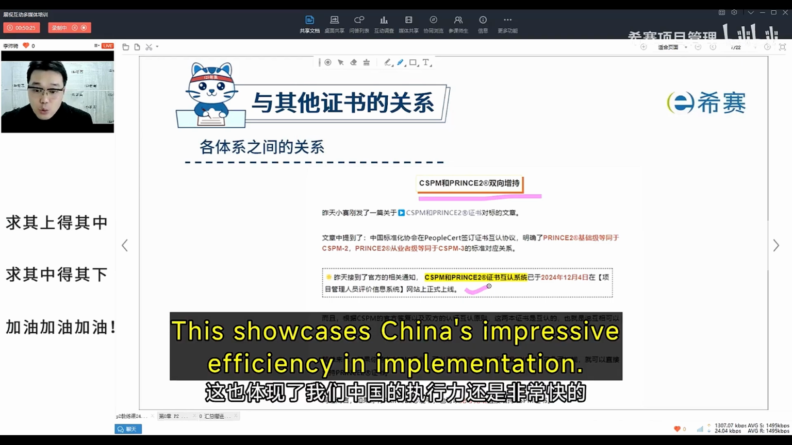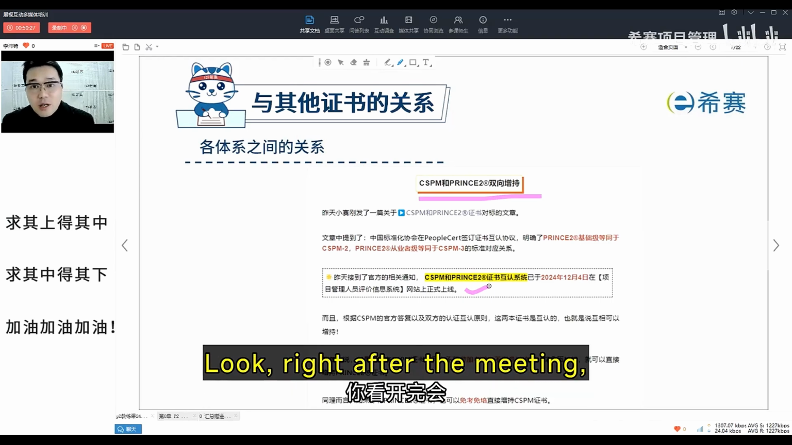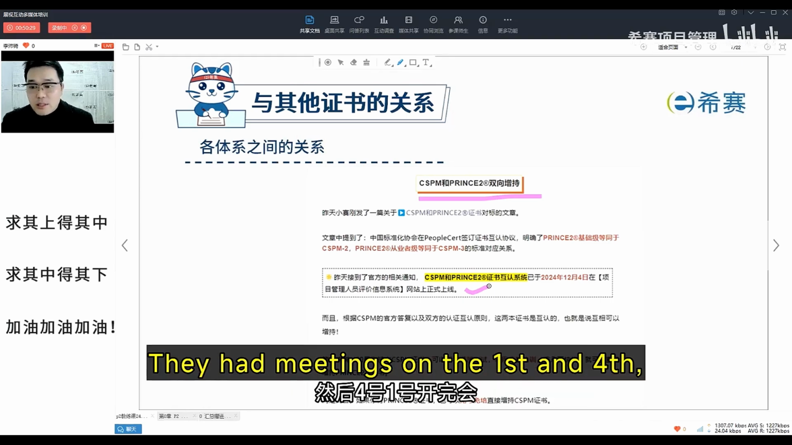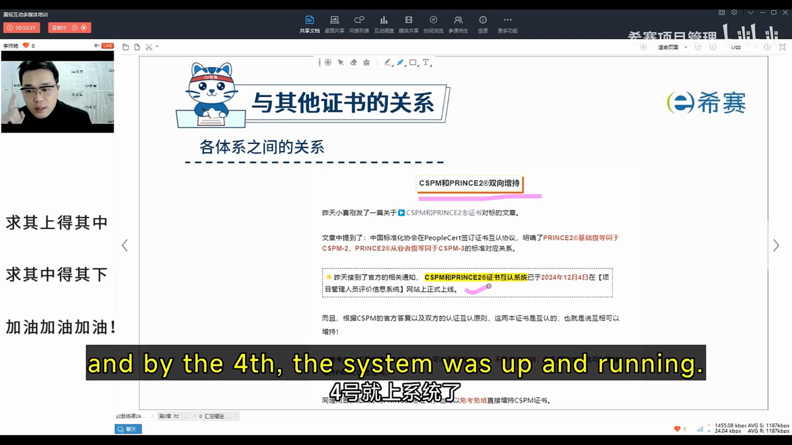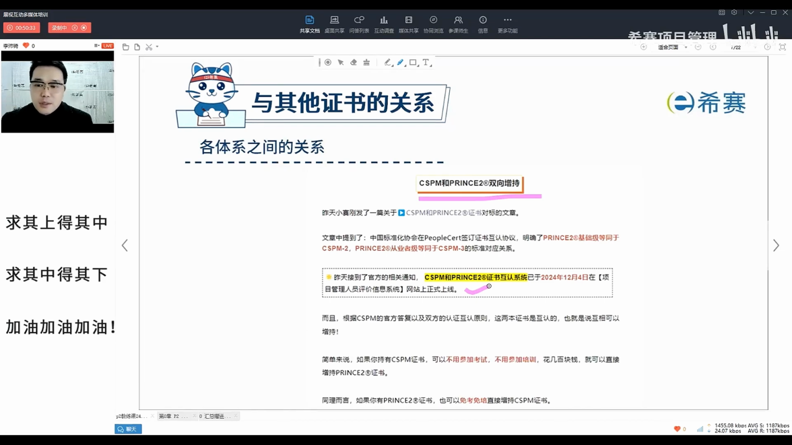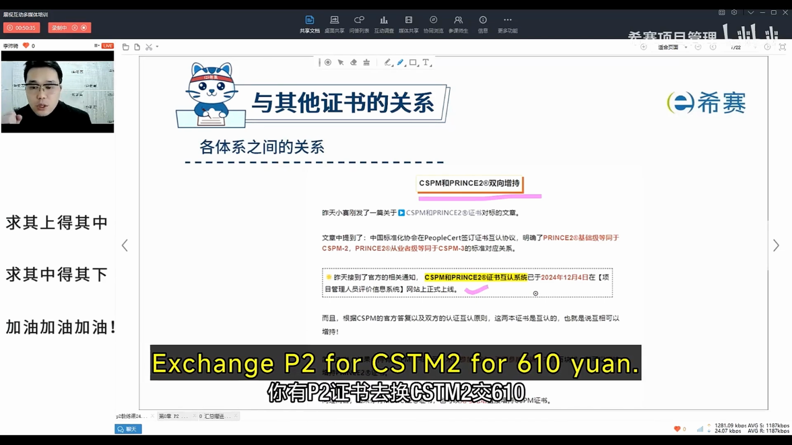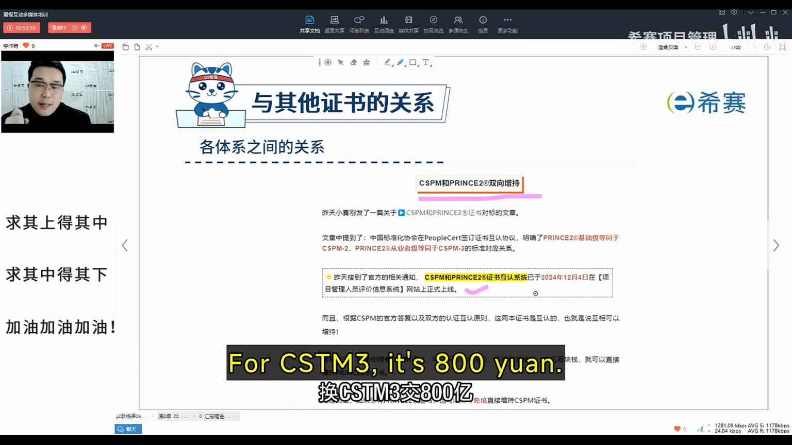This showcases China's impressive efficiency in implementation. Look, right after the meeting. They had meetings on the 1st and 4th. And by the 4th, the system was up and running. You can now exchange your certificates. Exchange P2 for CSTM2 for 610 yuan. For CSTM3, it's 800 yuan.